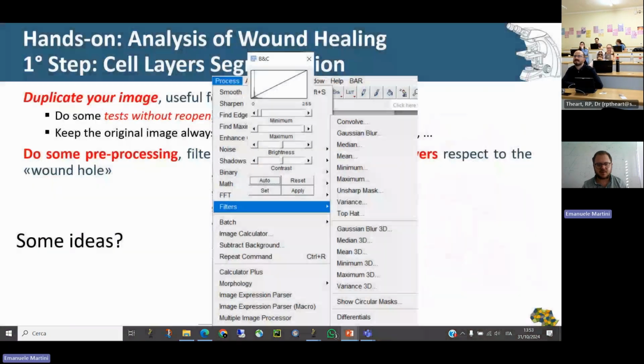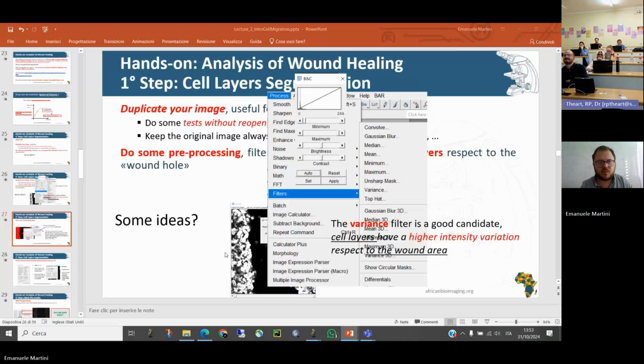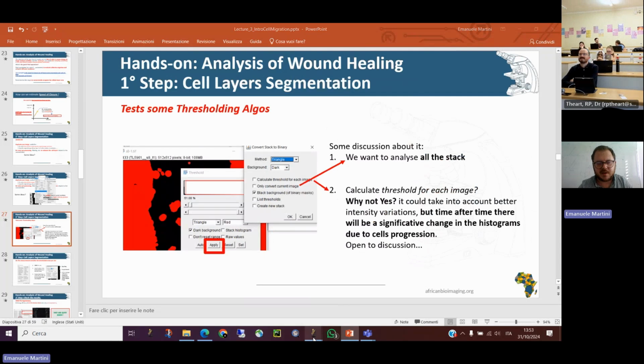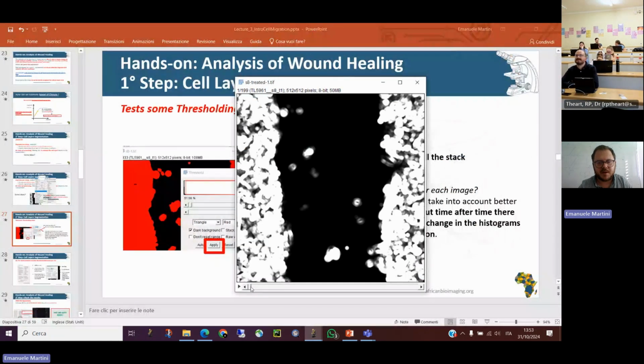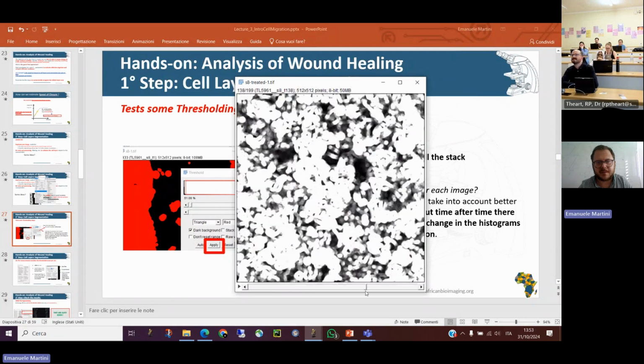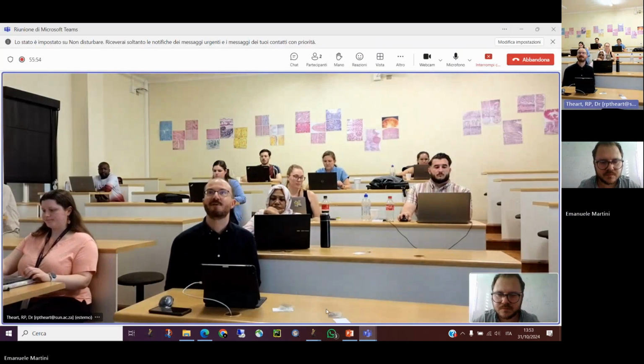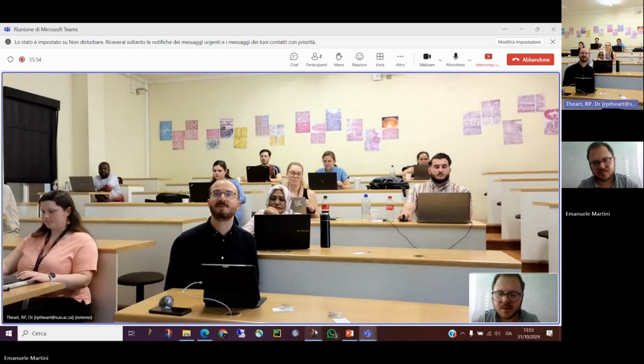Let me see if I forgot something. No, I put this 5. I also put it in the slides. Okay, so what you will obtain, and let's see if Renzo, if you can help me to see if most of the people, if everybody has obtained something like that. Some people, when they duplicated it, only duplicated the single frame. They didn't duplicate the stack, so they're just quickly sorting that out.